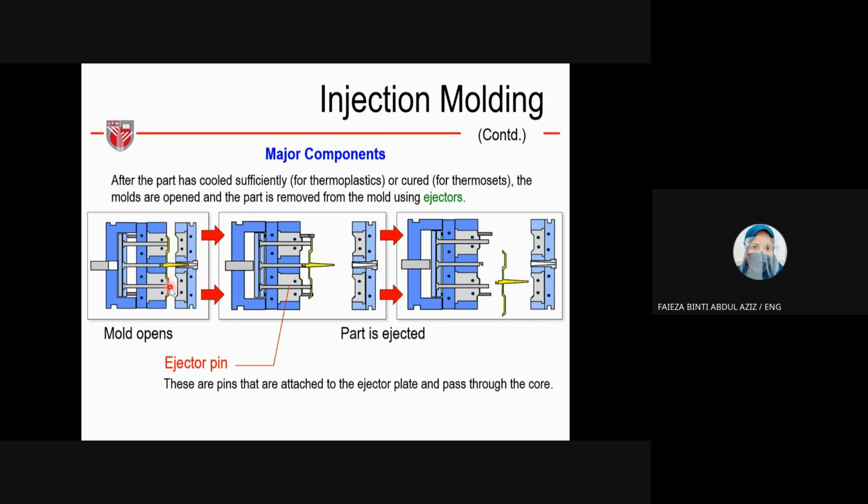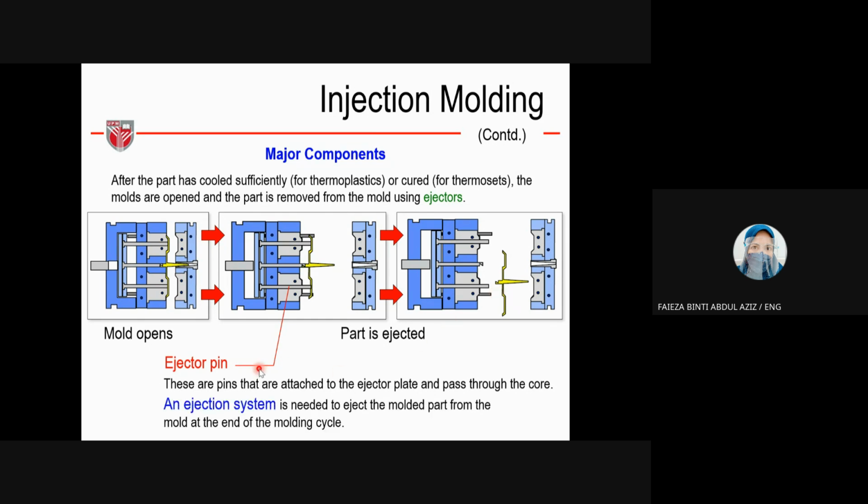These are the components. This is the ejector pin. Once solidified, they will eject. The mold opens, the part is ejected, and then falls down. These are pins that are attached, the ejector pins. These are the components, together with the runner, gate, and so on. I will explain about the runner and gate in the next slide.